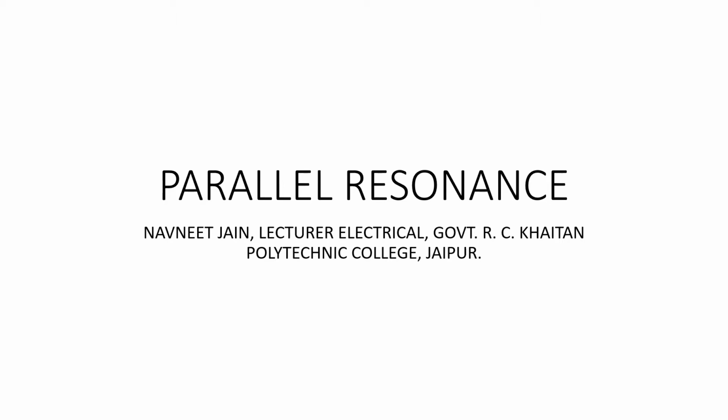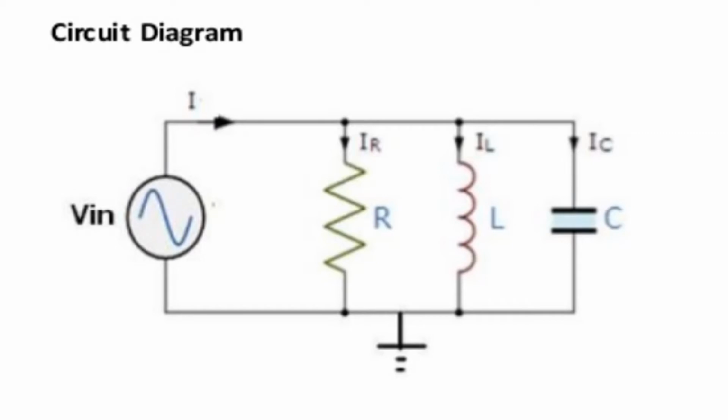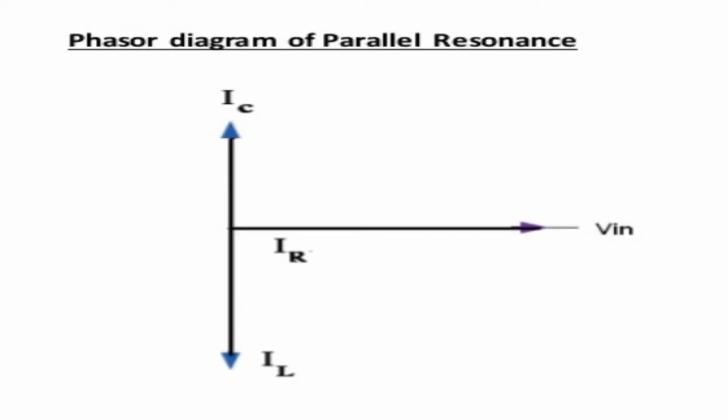Today I deliver a lecture on parallel resonance in RLC circuits. So this is an RLC circuit, a voltage source and parallel resistance, inductance and capacitance. So this is a parallel circuit of AC, and this is the resonance condition of the parallel circuit.